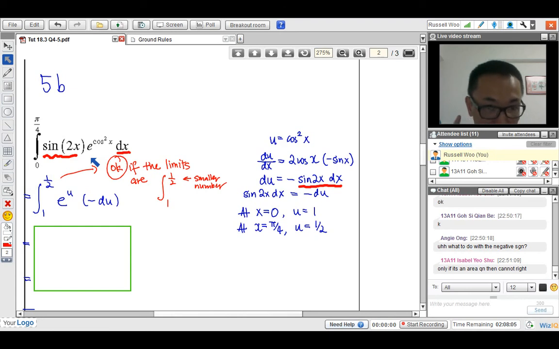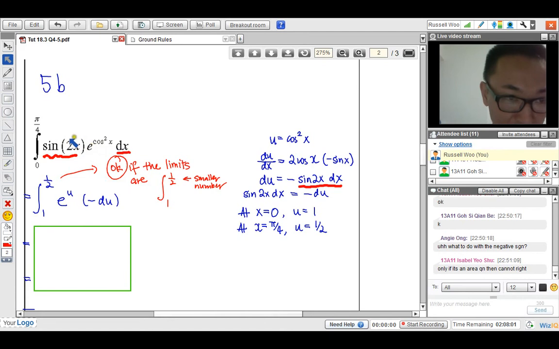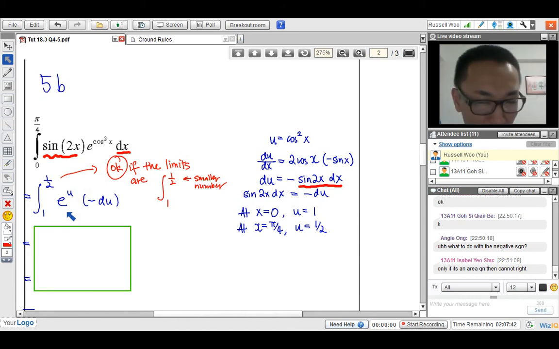Now, if you use substitution to solve this thing, and eventually your next line is a 1 in the lower limit, half in the upper limit, you have to respect this second line just by using substitution. You have to respect it. Do you follow what I'm saying, Isabel?